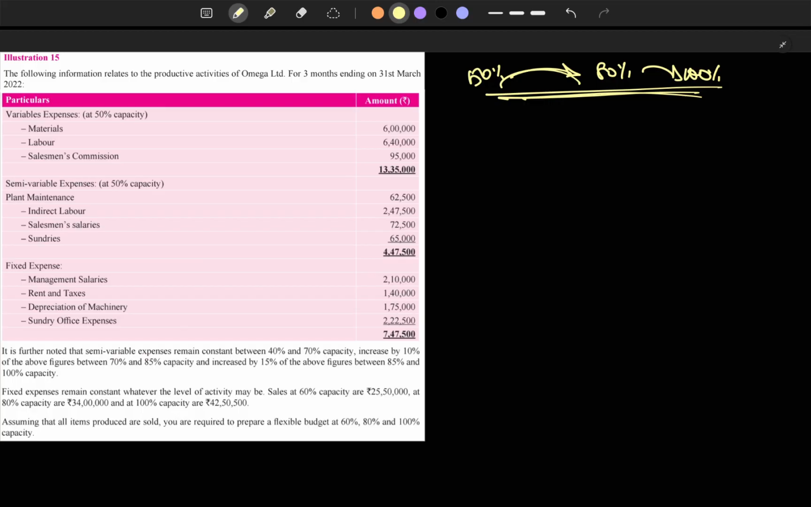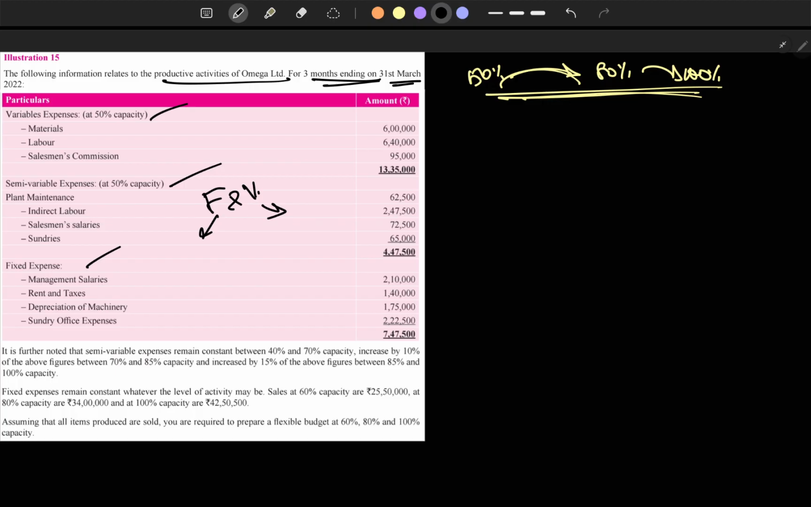Let's quickly read the question. Okay, production activities of Omega Limited for the 3 months ending January. Okay, we are given variable expenses, semi-variable expenses, and fixed expenses. Fixed overheads or fixed expenses are constant in total, and variable expenses are constant per unit level. And the semi-variable is a mixture of fixed as well as variable. We have to split it out.